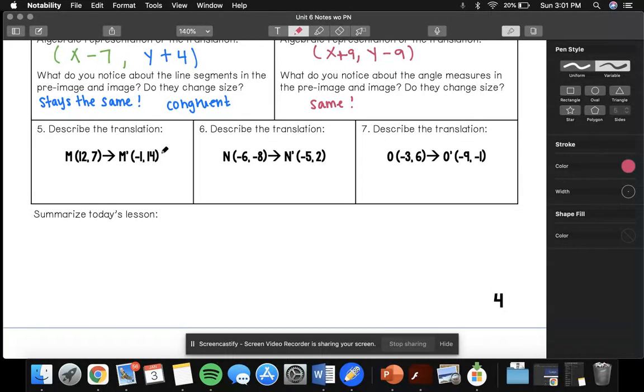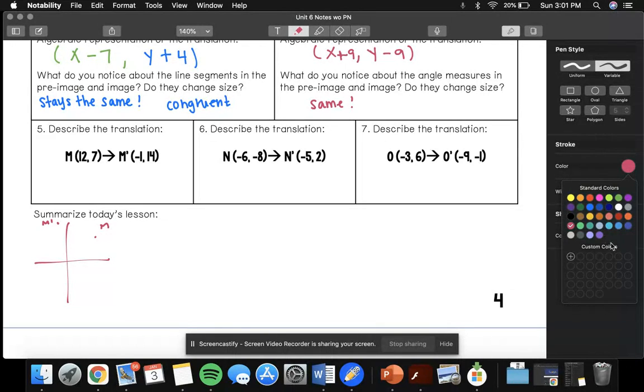Okay, and if you want, you can get a piece of graph paper out and plot 12, -7. 12, -7 would be right here. I'm just making that up. And M prime would be -1, 14. Okay, so it's asking what movements did it make? So it looks like it went to the left and it went up, but we need to figure out how much. So instead of using a piece of graph paper, we could also just find the change between them.